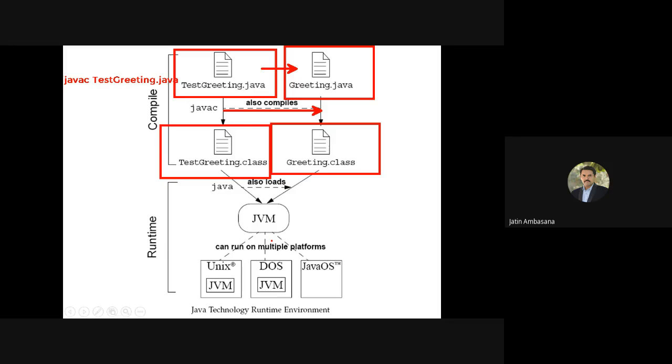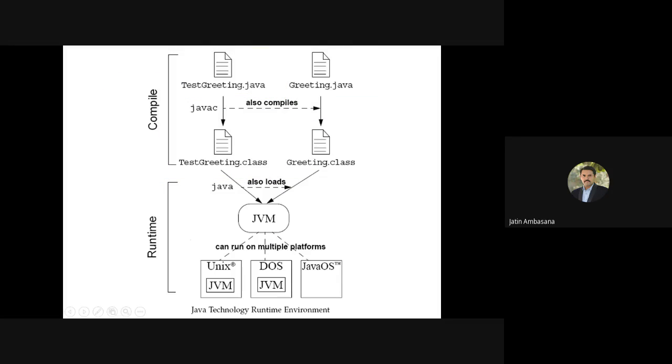Okay. And then when you run it, how do you run it? You run it by saying java TestGreeting. See, java and the class name TestGreeting. Check this out: here the file name is TestGreeting and the class name is also TestGreeting, so TestGreeting.class gets generated. Here the file name is also Greeting and the class name is also Greeting, so Greeting.class gets generated.